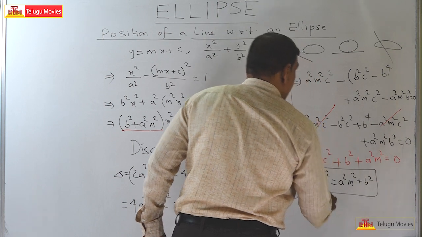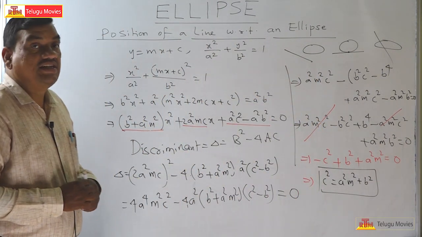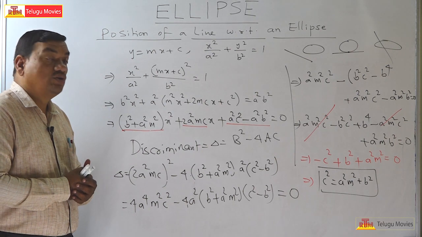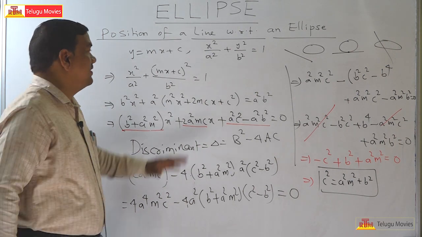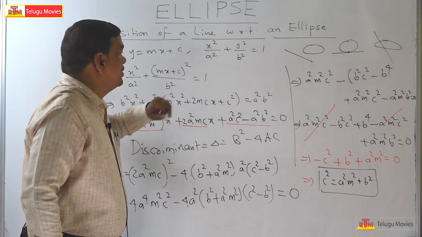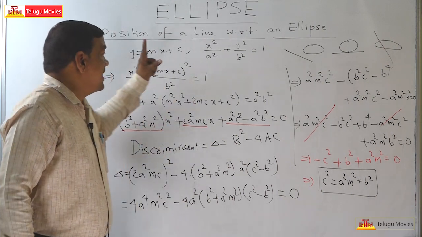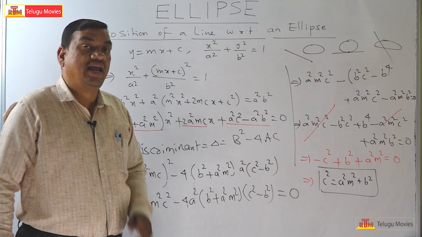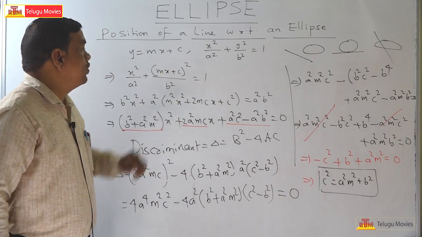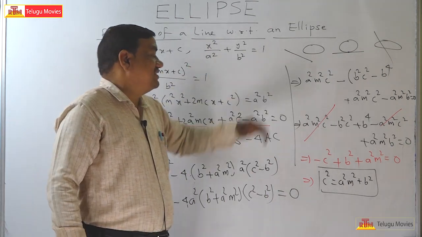So this is the condition. What is the tangent condition? C square is equal to a square m square plus b square. That means if c square is equal to a square m square plus b square, then the line y is equal to mx plus c touches the ellipse.